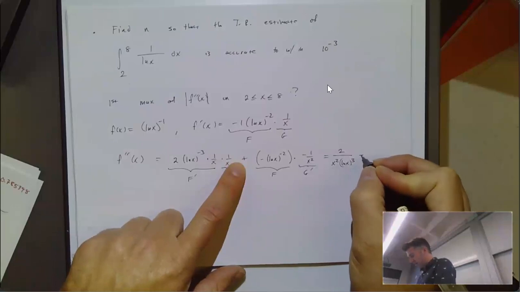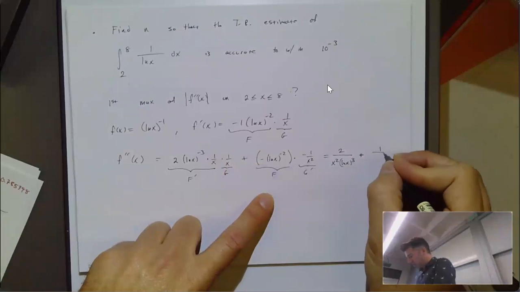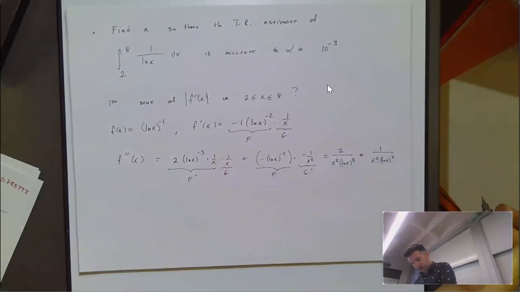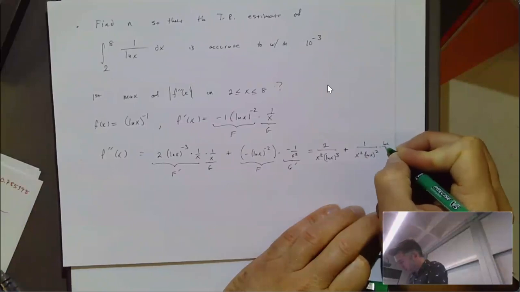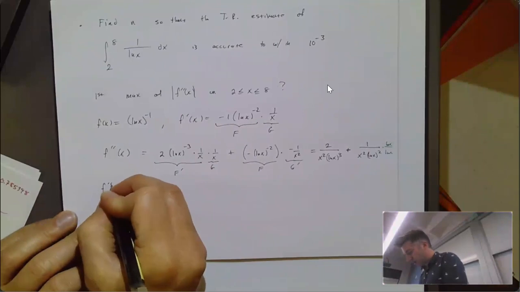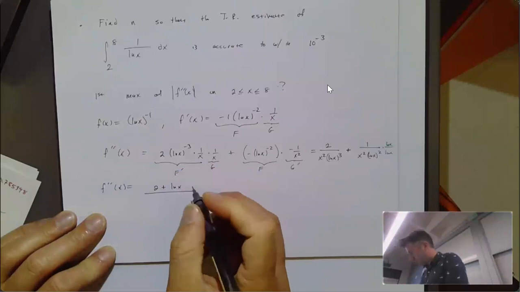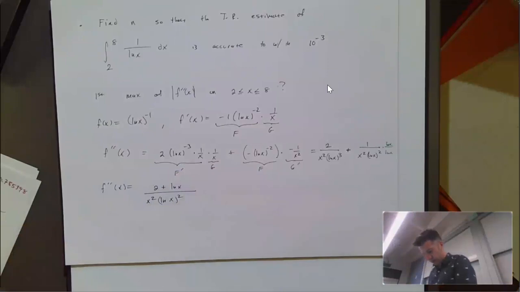Over here, I have a plus, right? Because the minus times the minus. It's like a 1 on top and x squared times the natural log of x squared on the bottom. And it's probably going to be easiest to deal with this if I get a common denominator. So I'm going to multiply this part over here by natural log of x over natural log of x to get that my second derivative here is equal to 2 plus the natural log of x over x squared times the natural log of x squared.